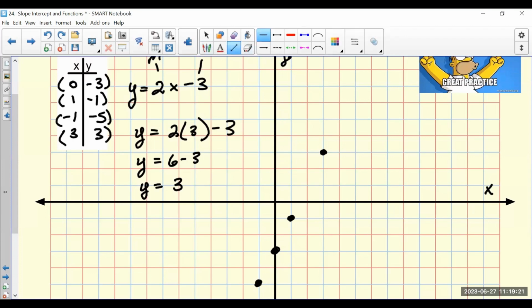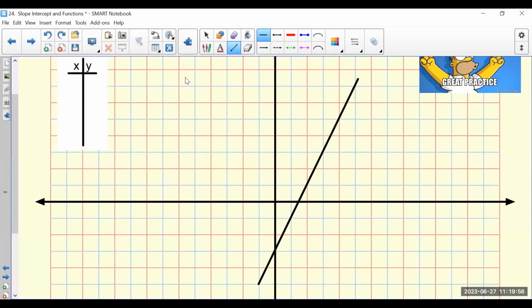As a matter of fact, if we were to draw a line through there, you'll see that all the points hit on a straight line. That straight line represents every possible number we could put in for x and every possible number that we could get out for y. Okay. So we have just graphed a line that is representing this equation. So this line represents all the possible solutions to this equation. All right. So let's clear this out.